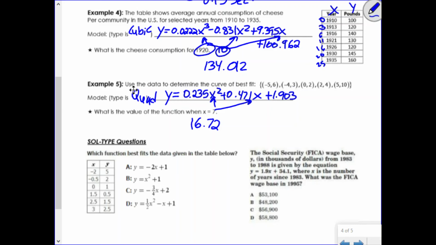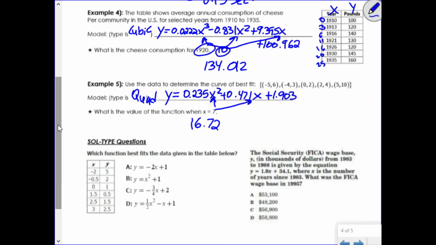Hopefully you got 16.72. So that is our last example for practicing with finding these models and answering the follow-up questions you might see. So please make sure, again, the very first thing you do is plot the points and make sure you know what kind of function it is before you jump into writing the equation.